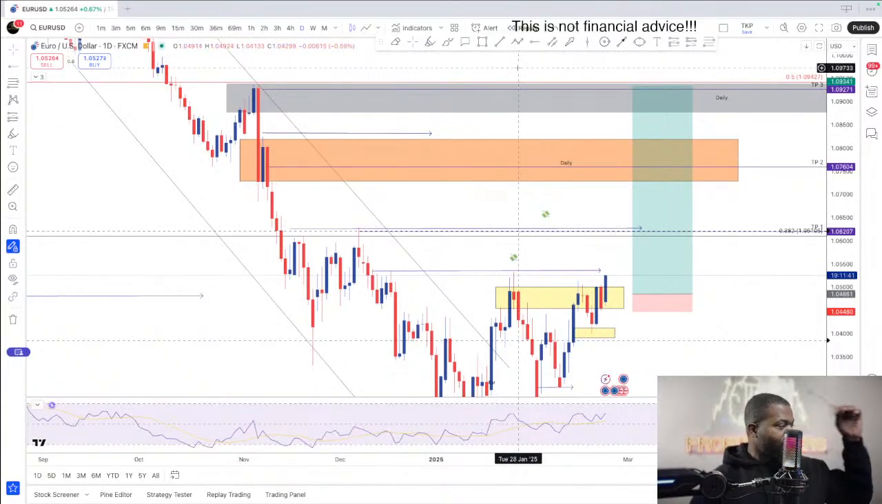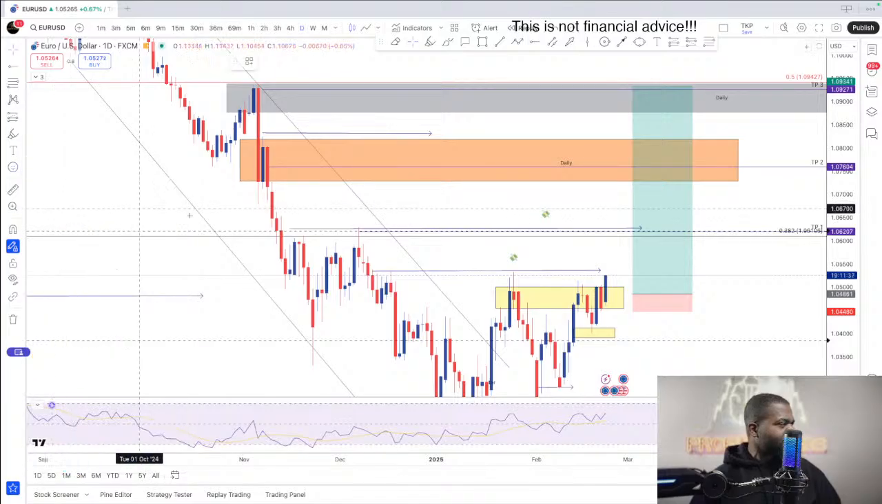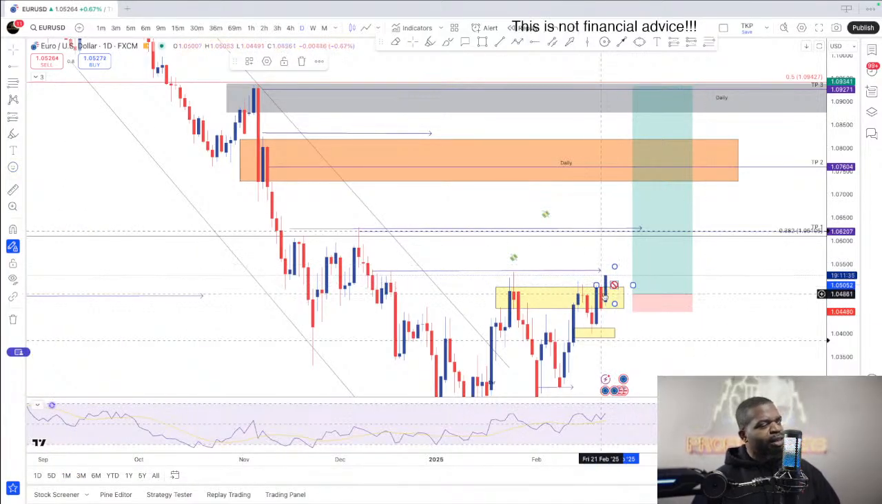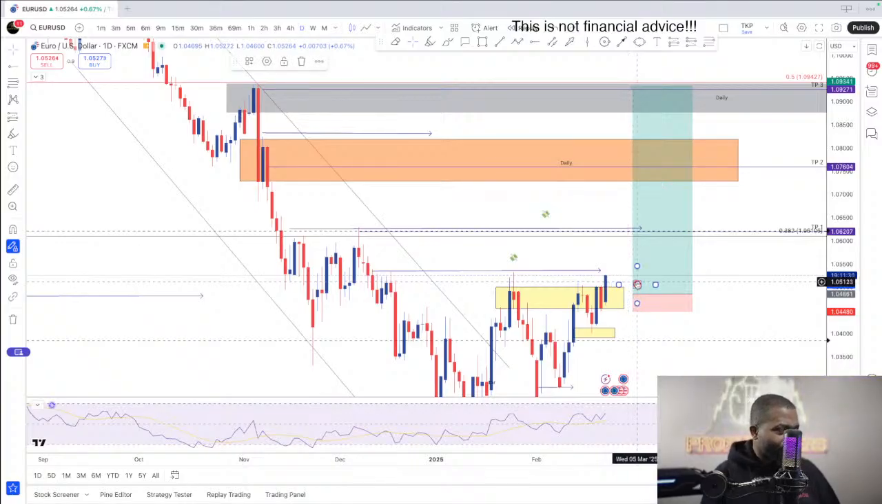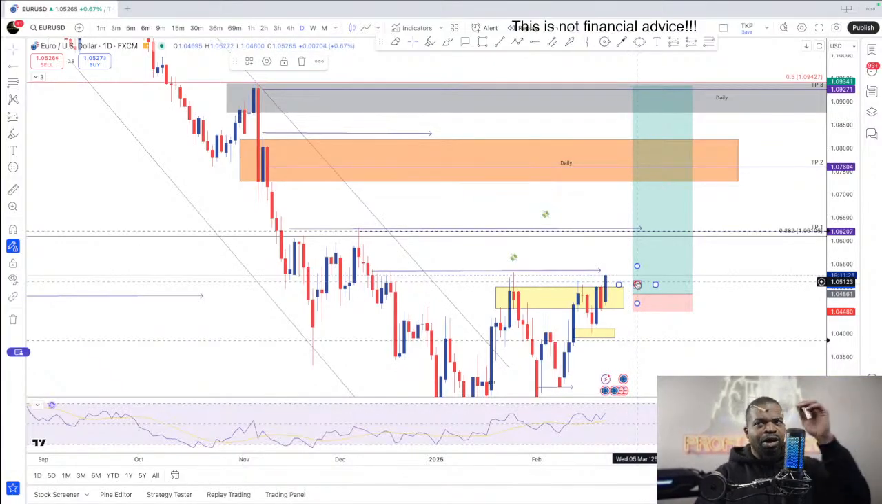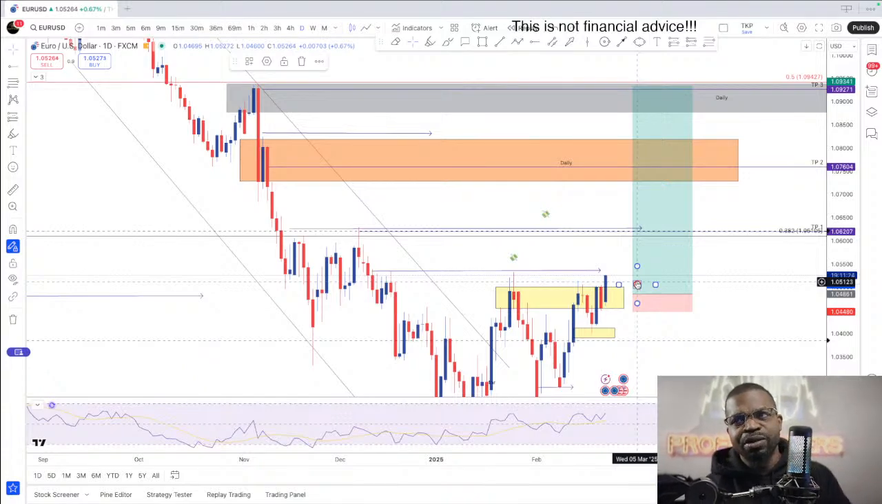Okay, so we are doing nothing on Euro USD. Really nothing on anything until Tuesday. Well, except for the Euro pairs. The Euro pairs, we're going to watch them during the London session. But everything else that we traded this week, all of the indices, 1 hour.